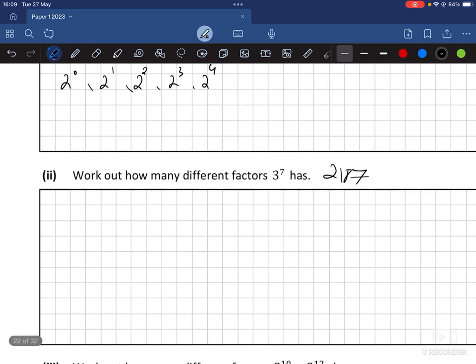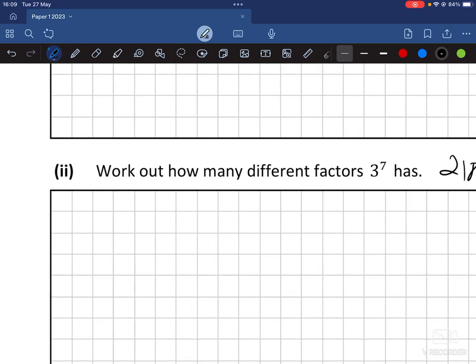Oh, yes, okay, perfect. If it's 3 to the 7, we can actually just do the same thing as we did with the last one. 3 to the 0 is going to be a factor. 3 to the 1 is going to be a factor. 3 squared is going to be a factor.